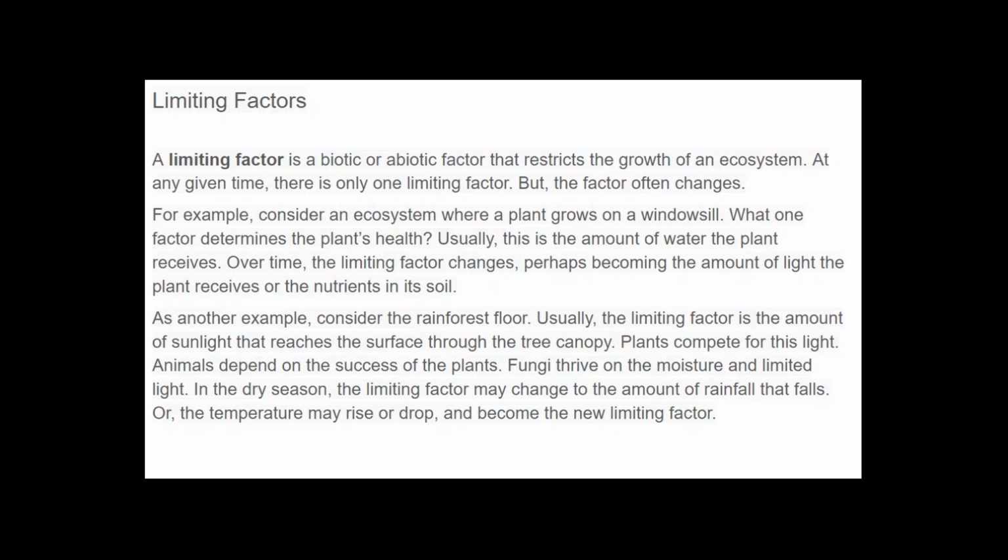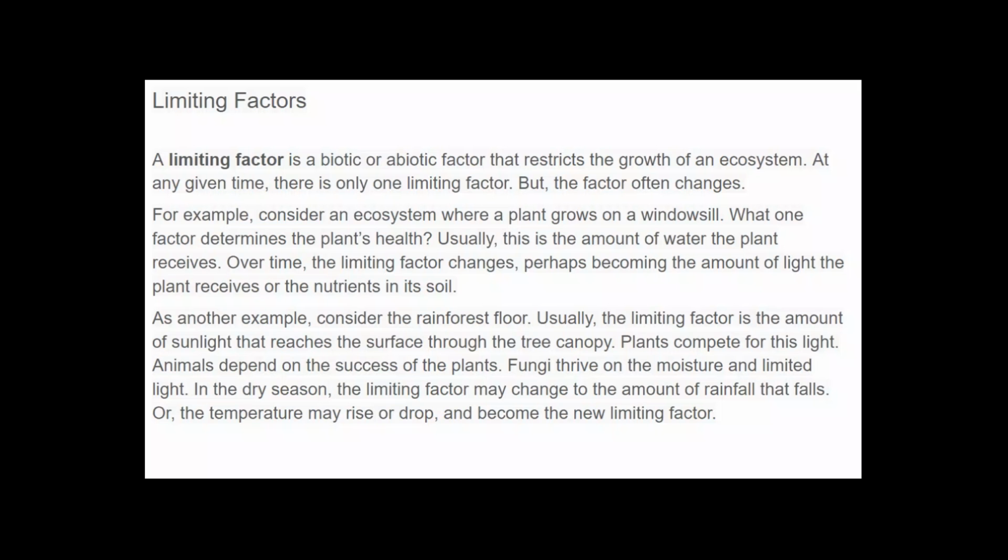For example, consider an ecosystem where a plant grows on a windowsill. What one factor determines the plant's health? Usually the amount of water the plant receives. Over time, the limiting factor changes, perhaps becoming the amount of light a plant receives, or the nutrients in its soil. The amount of light, I suppose, especially in temperate countries, where you have long winters, and if the light in the room isn't on much, then light would certainly become a limiting factor.